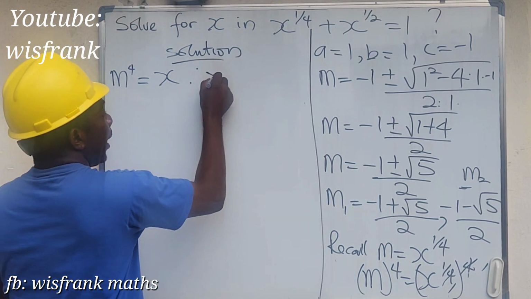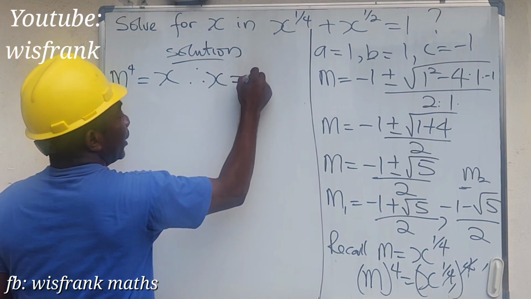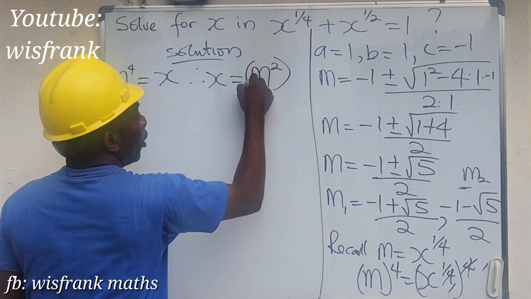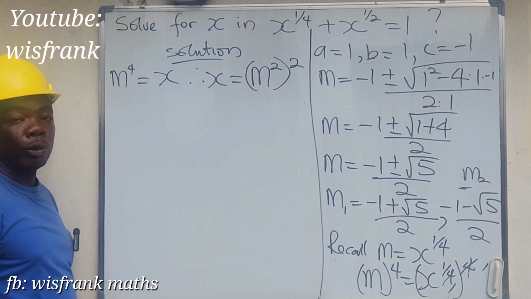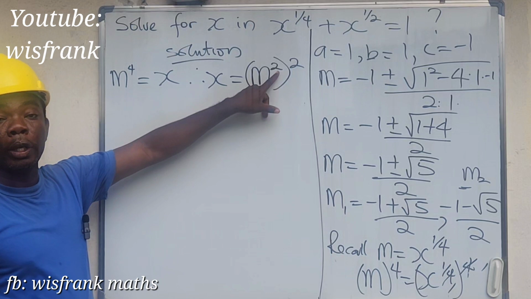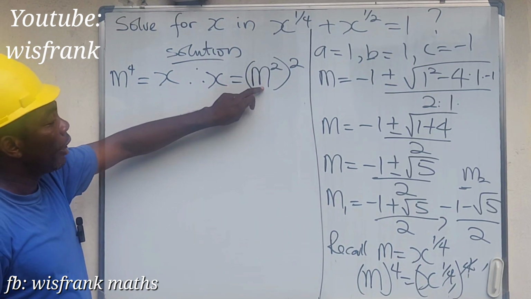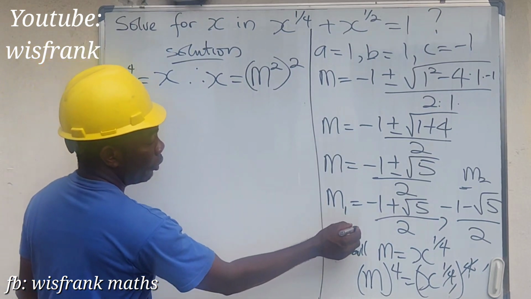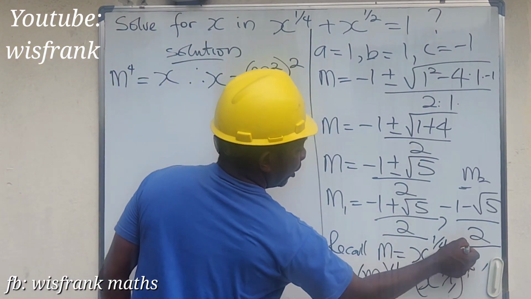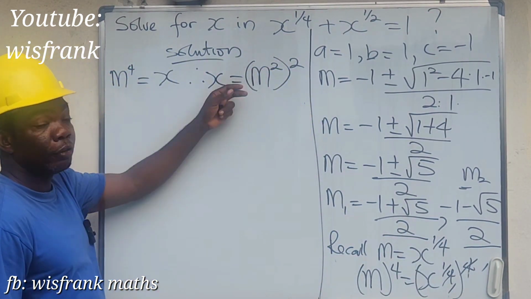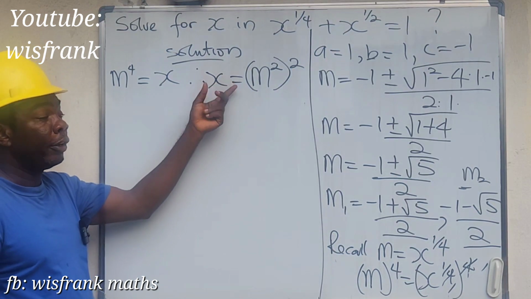Therefore, x can also be written as m squared, raised to the power of 2, because when we multiply this, it will give us this. So we are going to substitute the value of m, because we have two values of m. This is for m1 and this is for m2, into where we have this for half, for us to have the value of x.